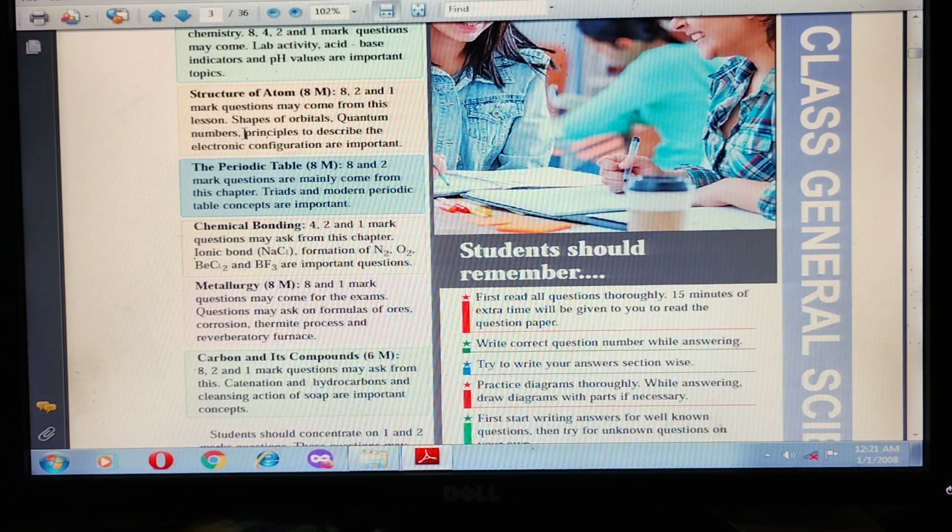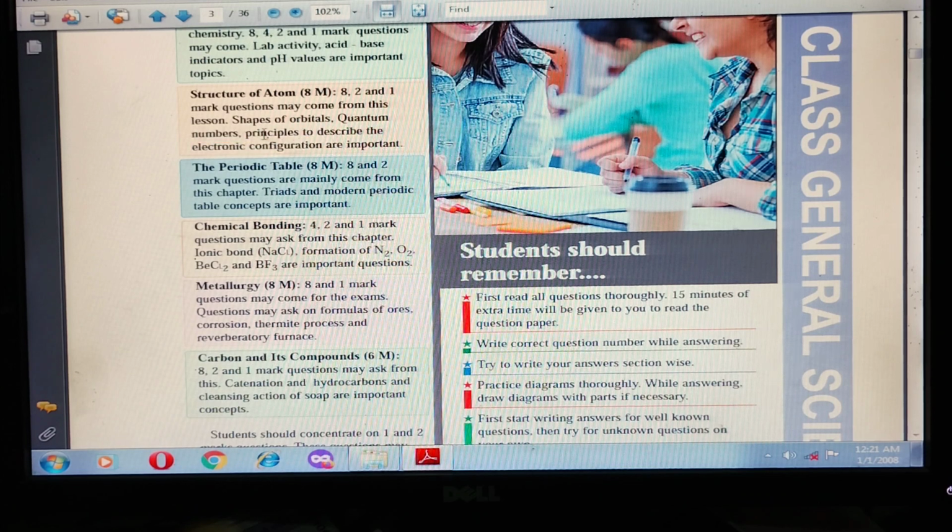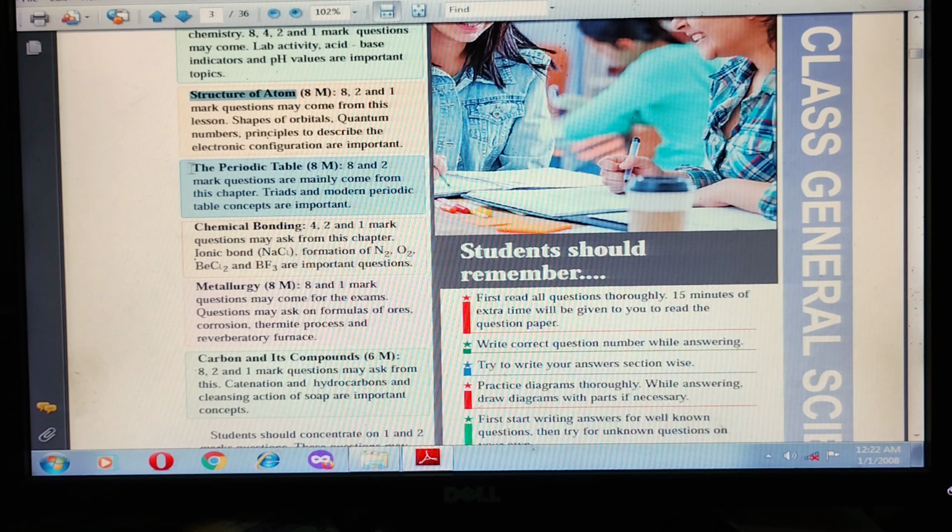And the principles to describe the electronic configuration are important. Apart from this, especially in structure of atom, in the pre-final examination we didn't see the Pauli exclusion principle, Hund's rule and Aufbau principle. So students are requested to focus on these three definitions with examples. I already explained these three definitions and examples in my previous videos, so please go through them once.